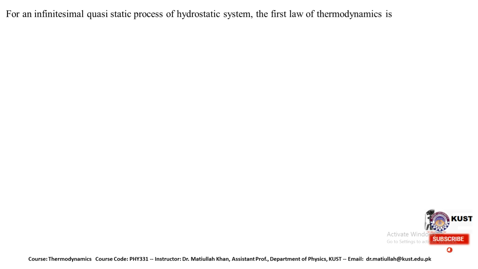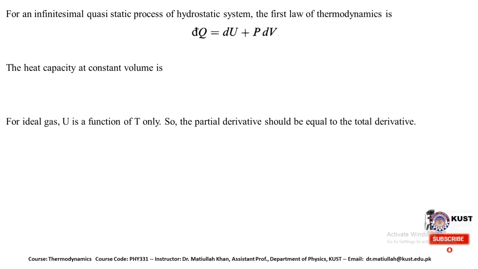So if we consider an infinitesimal quasi-static process of a hydrostatic system, the first law of thermodynamics could be written as dq is equal to du plus pdv. So what happened? The heat capacity at constant volume is given as Cv is equal to the change in internal energy with respect to temperature when volume is constant. So for an ideal gas, what happened?